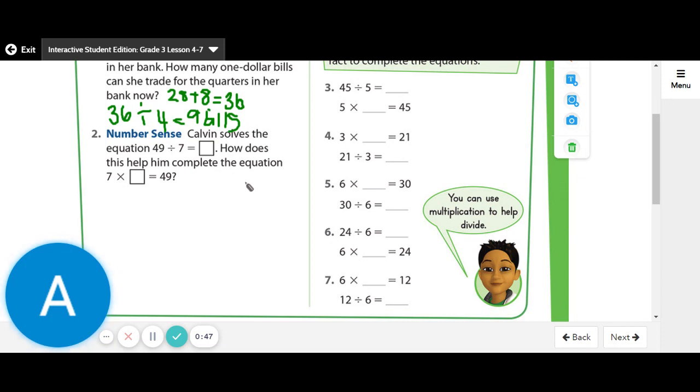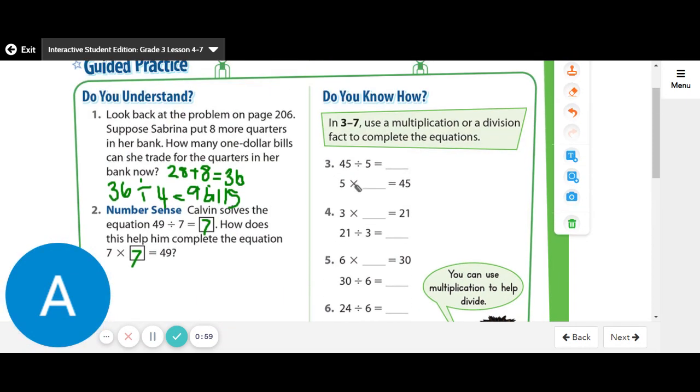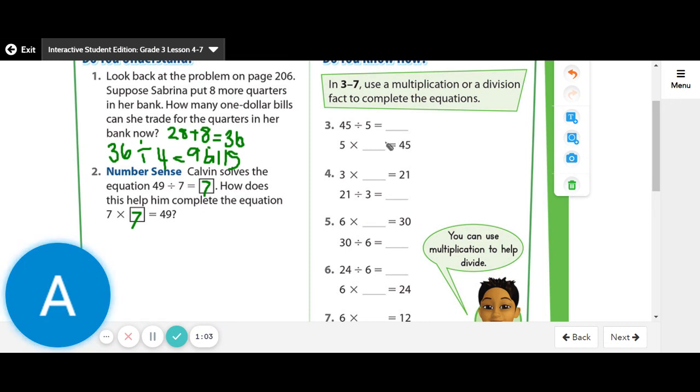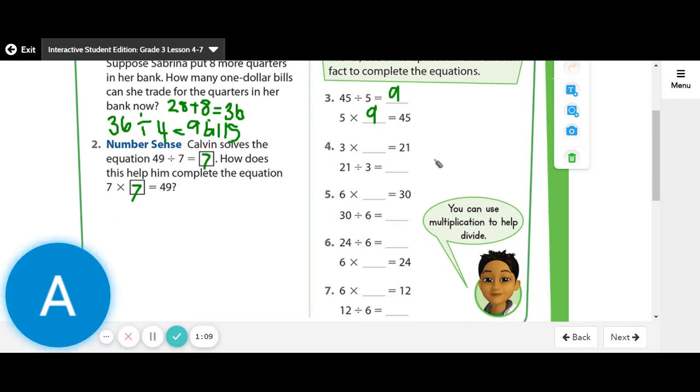Number 2, Calvin solves the equation 49 divided by 7. How does this help him complete the equation 7 times something equals 49? So we can think about those fact families again. We know 7 times 7 is 49, so we know 49 divided by 7 would equal 7. Let's look at number 3, 45 divided by 5. So we think 5 times what is 45? I know 5 times 9 is 45, so I know 45 divided by 5 would be 9.